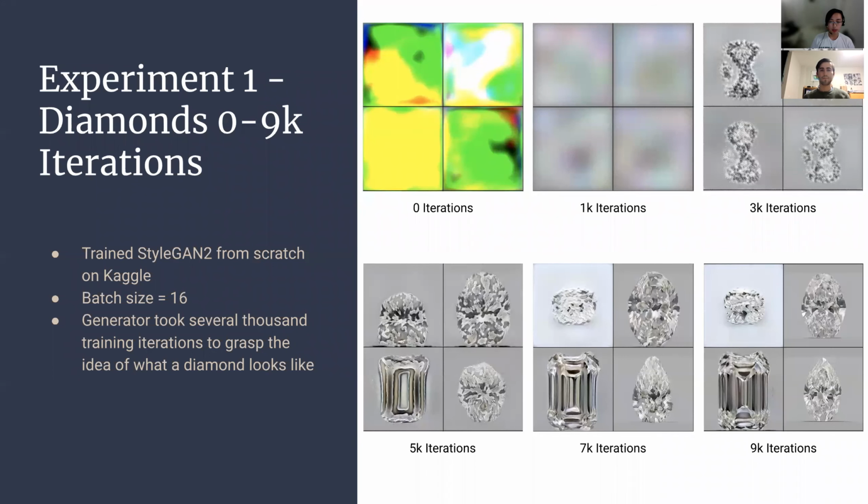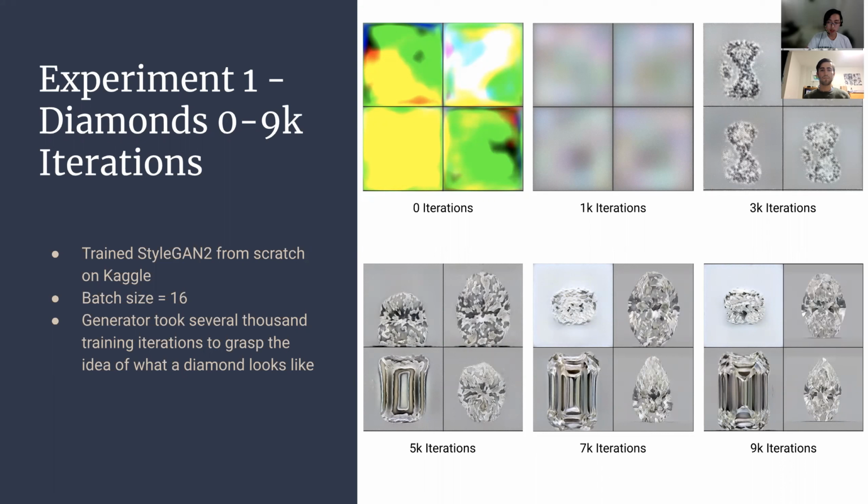For our training experiments, we ran all of our experiments on Kaggle using the free GPU access. This is showing the training progression of StyleGAN2 from scratch. You can see that at 0 training iterations, it generates just mostly noise. And over time, it learns the important features of a diamond and what a diamond really looks like. We can see here that because it trained from scratch, it took many thousand iterations to learn this, maybe like 3,000 to 5,000.